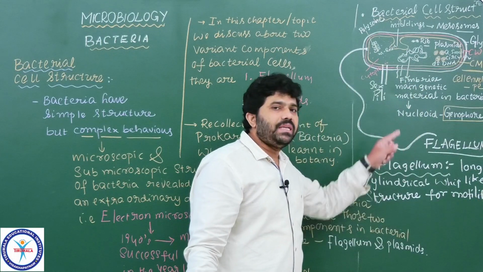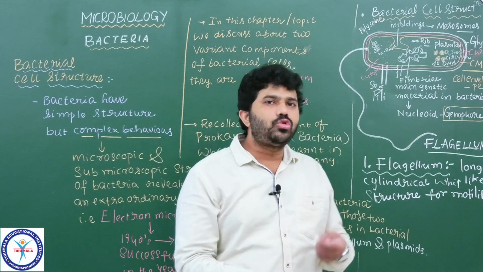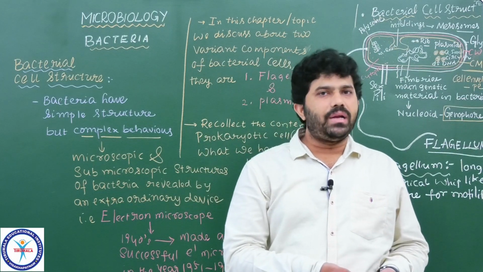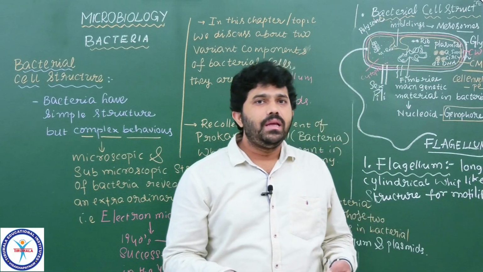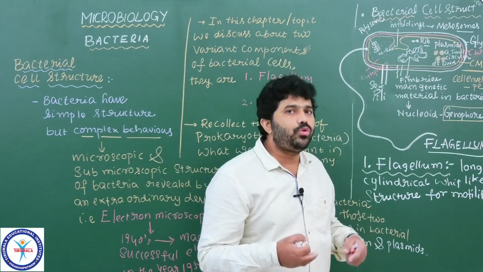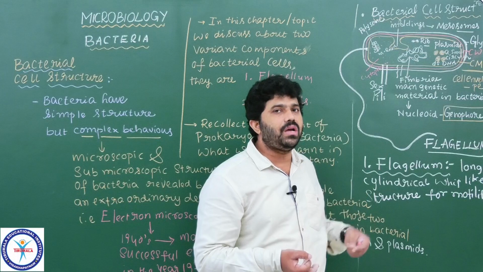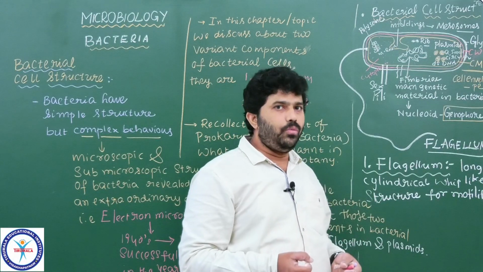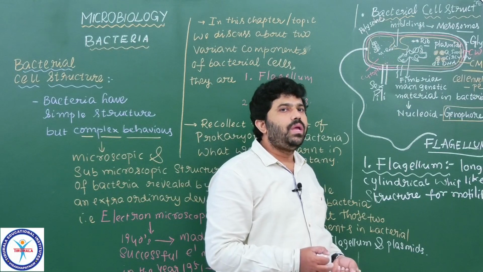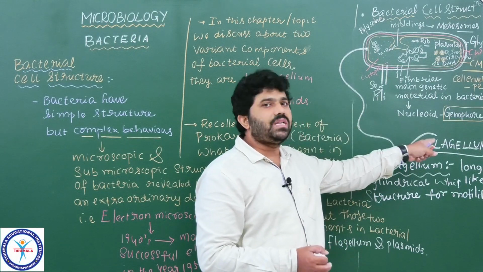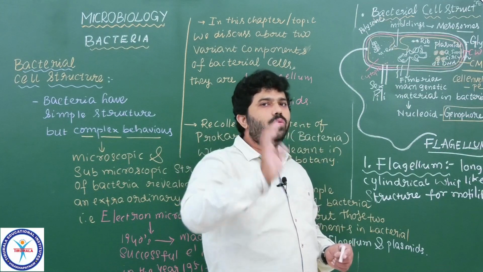For what purpose are bacteria going to move? The bacteria want to move towards favorable conditions or a favorable environment. Favorable environment means the environment which contains more nutrients and favorable climatic conditions for bacteria. So towards that environment, if the bacteria want to move, then this long thread-like cylindrical structure called flagellum is going to be vibrated, is going to be moved.